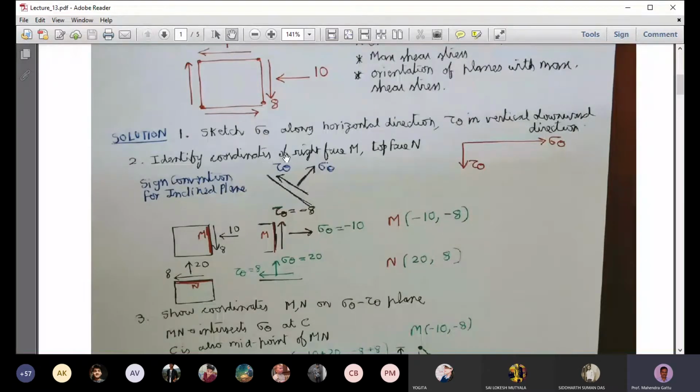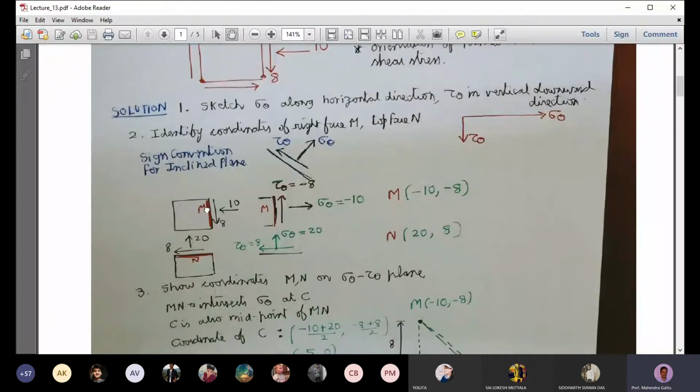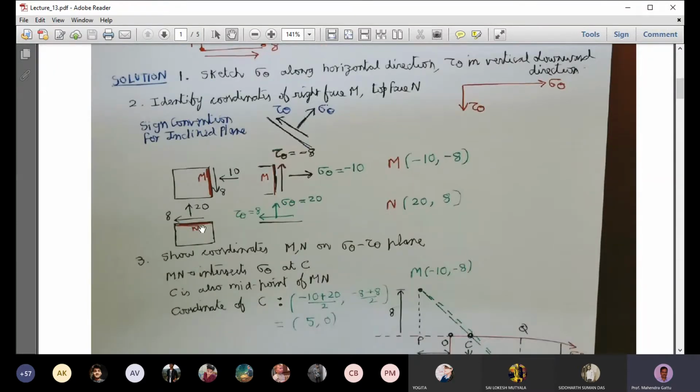So what we do, we will identify the coordinates of the right face and the top face in the sigma theta plane. To identify the coordinates, we will look at the stresses acting on that plane M. That is this compressive stress 10 and shear stress 8. According to this convention, sigma theta will be minus 10 and tau theta, the direction is reverse, so tau theta will be minus 8. So the coordinate corresponding to the plane M is given as sigma theta comma tau theta, which is minus 10 comma minus 8.